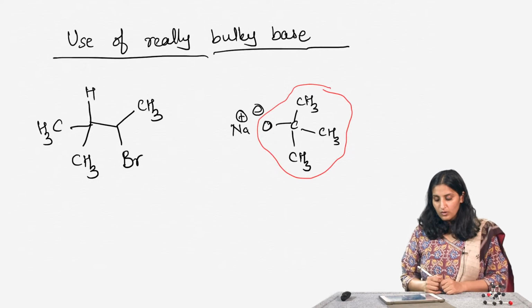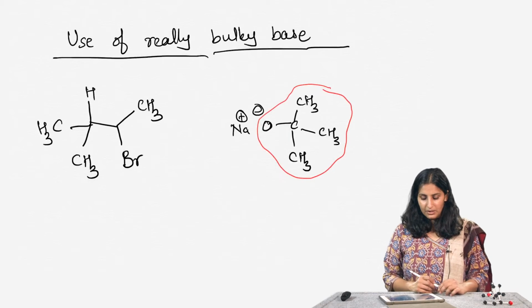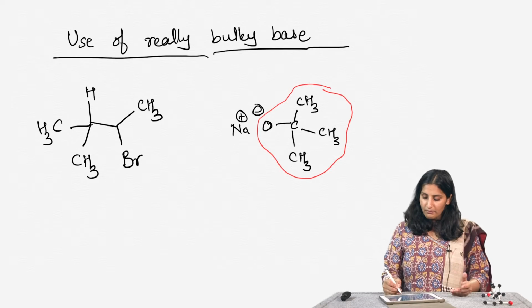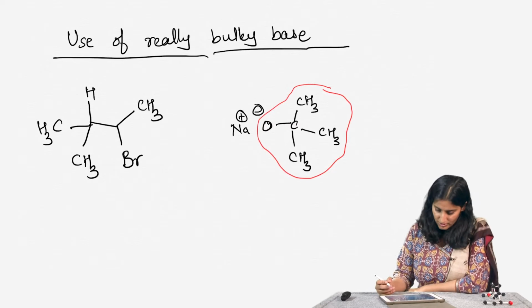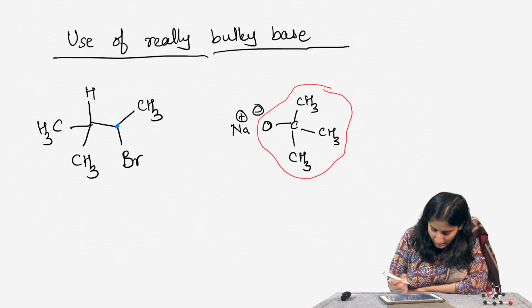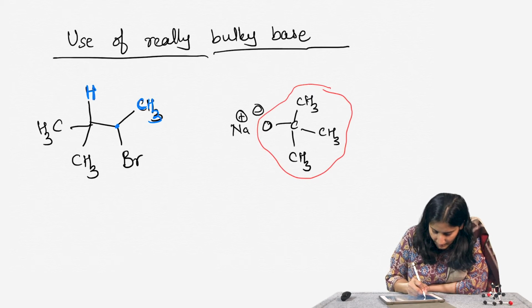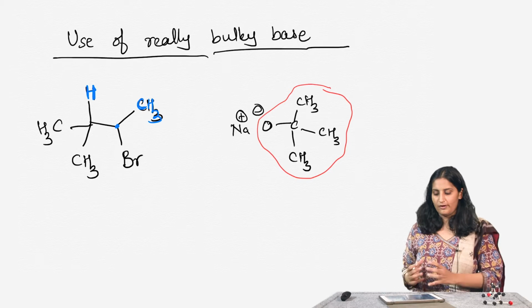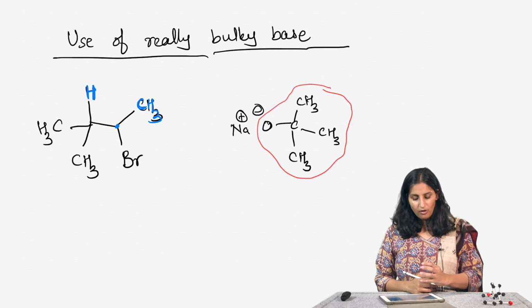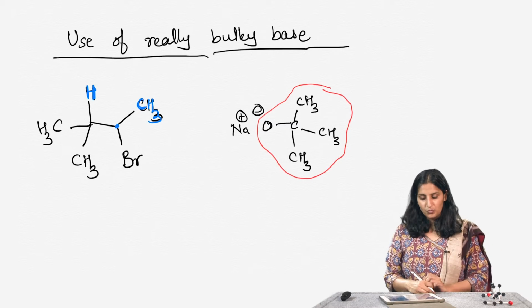Now, when this molecule wants to attack on the starting material that I have shown here, remember there are two types of beta hydrogens. Now, since this is the alpha carbon, a couple of beta hydrogens are present here, and this particular hydrogen is also a beta hydrogen. So, I have shown all the beta hydrogens in blue.